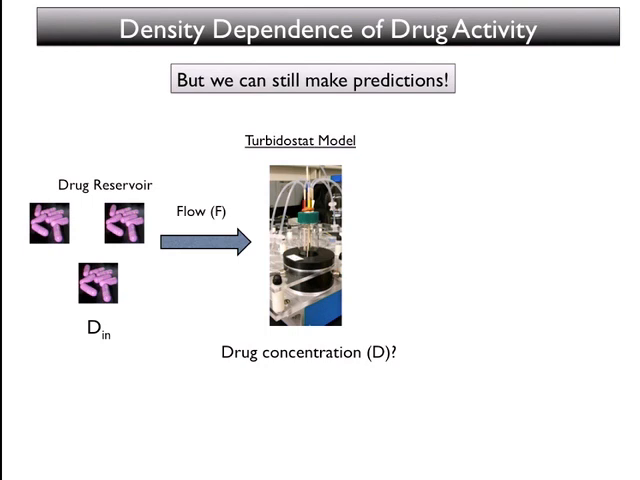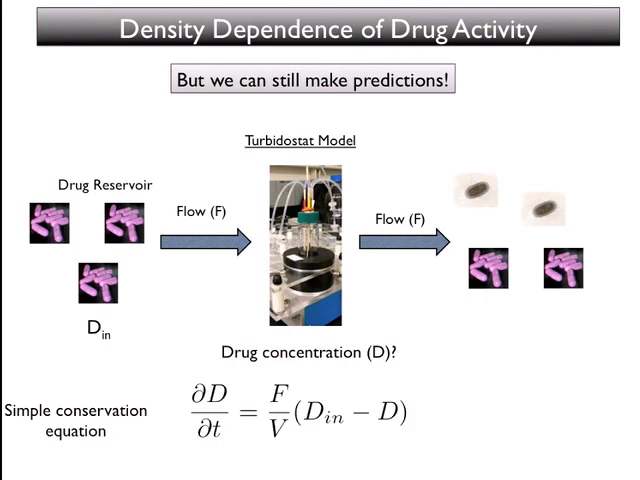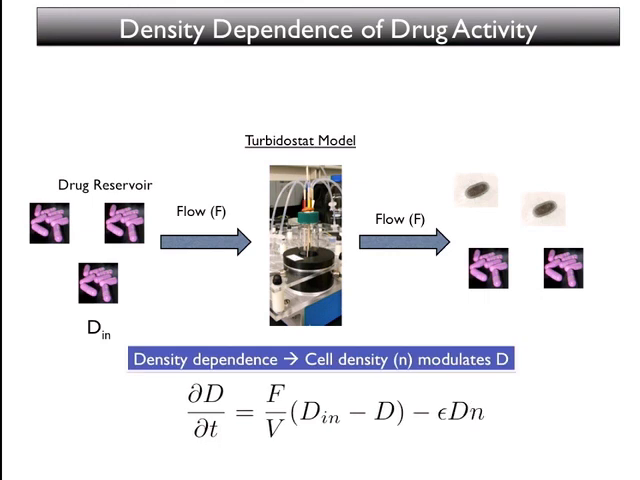So there's drug in some reservoir. That drug's being pumped into the vial at some flow rate F. The volume of the vial is V. And then there's flow out that contains both drug and cells, right? So we can write a simple continuity equation for the drug concentration in the vial. Depends on the flow rate F, the volume, the concentration over here in the input reservoir, and the drug in the reservoir itself.